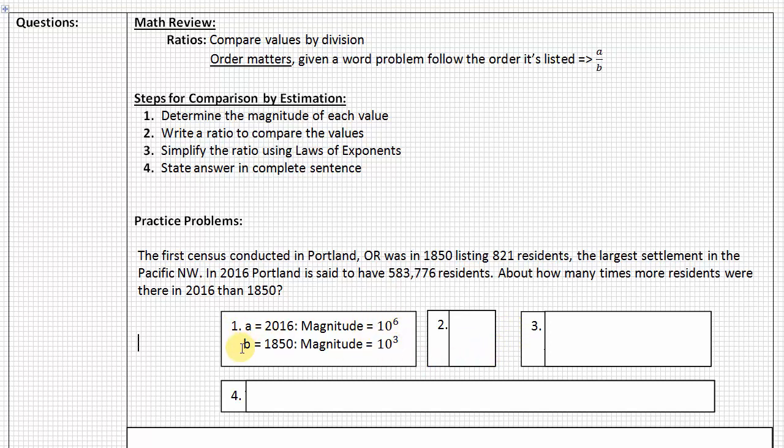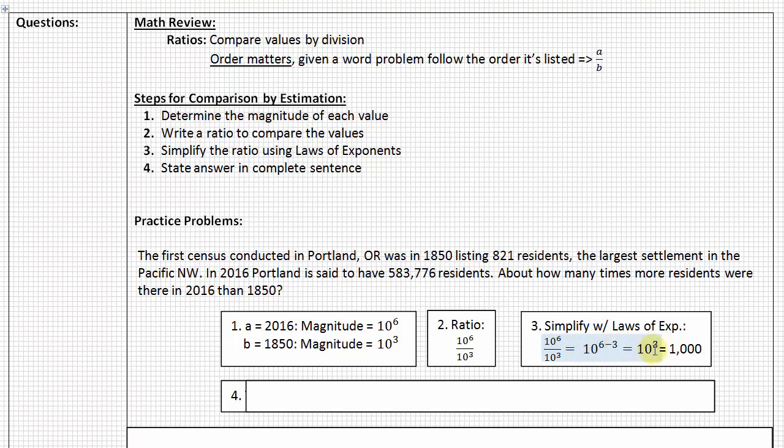I've already set it up as A and B, so ratio compares by division. Fractions are a form of division, so I'd write my ratio as 10 to the 6th over 10 to the 3rd. Now this is looking like problems we were doing a lot of to practice our laws of exponents. So how can we simplify this? We want to simplify it using our division rule. Since we are dividing, the shortcut would tell us that we could subtract those exponents. Keeping the base, subtract the exponents, we get 10 to the 3rd.